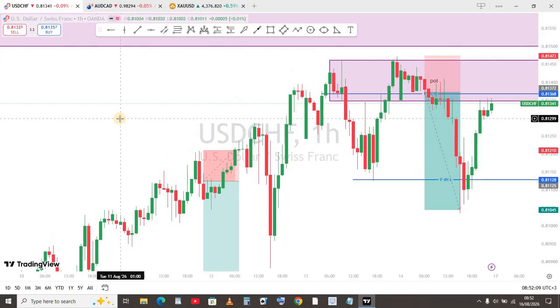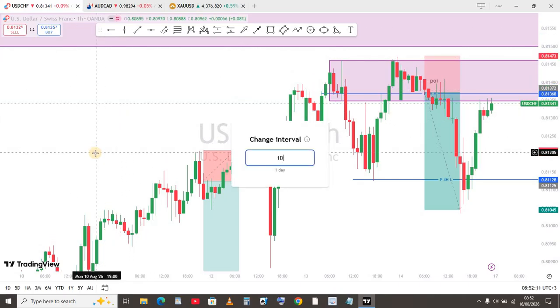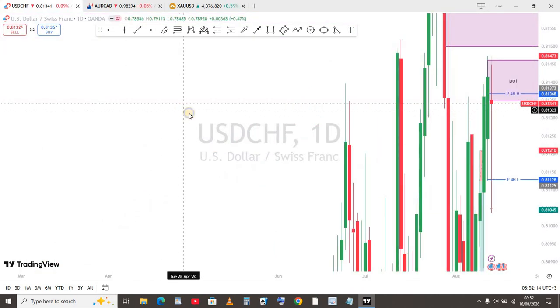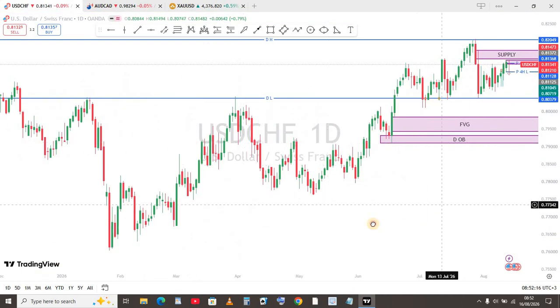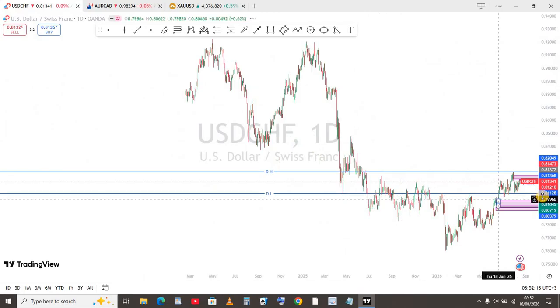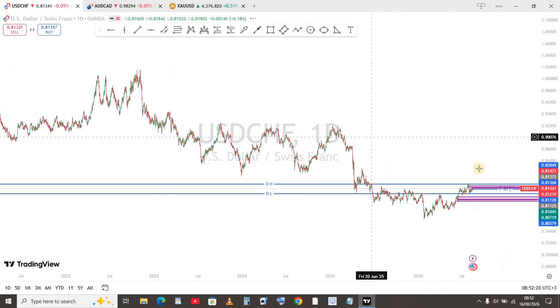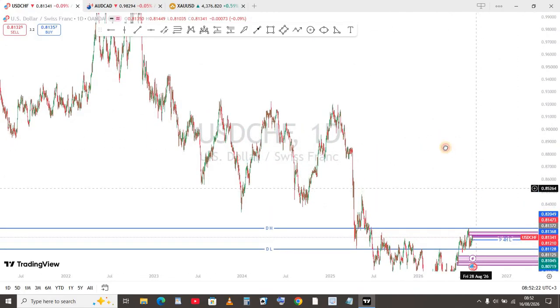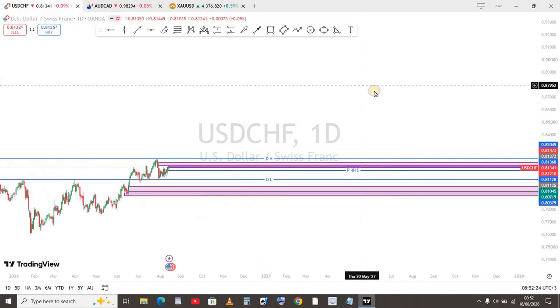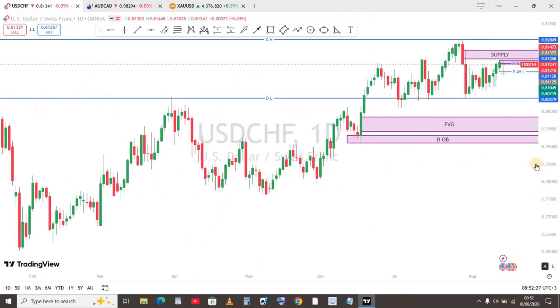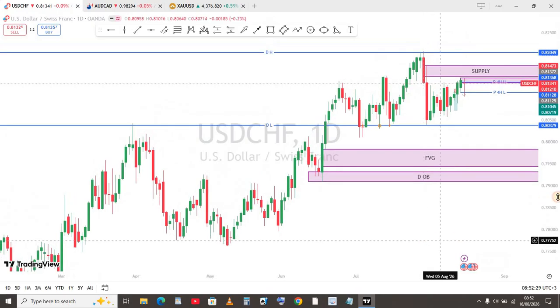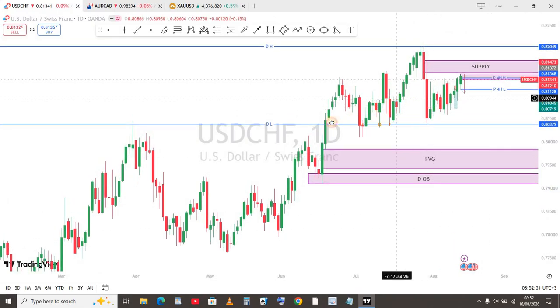I normally start with the daily time frame. So on our daily time frame, when you zoom, I see that this franc is already a bearish market. Being a bearish market, we are only looking for sells. So we mark our daily high and daily low.